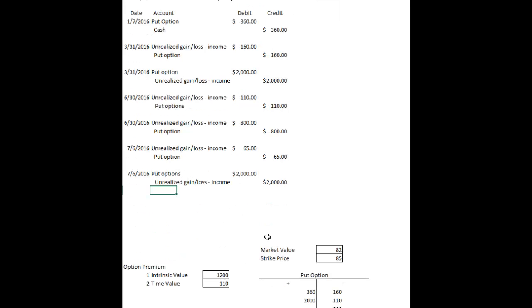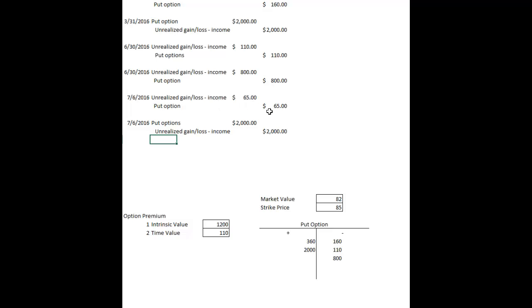Okay, so those are the values, and then we would go ahead and post these amounts to the account. We have $65 here, 65 goes over here, and the 2,000 goes here. So if I add up all of those, we have 4360 over here, and we have 1135. The value of the put options on our balance sheet is 3225.